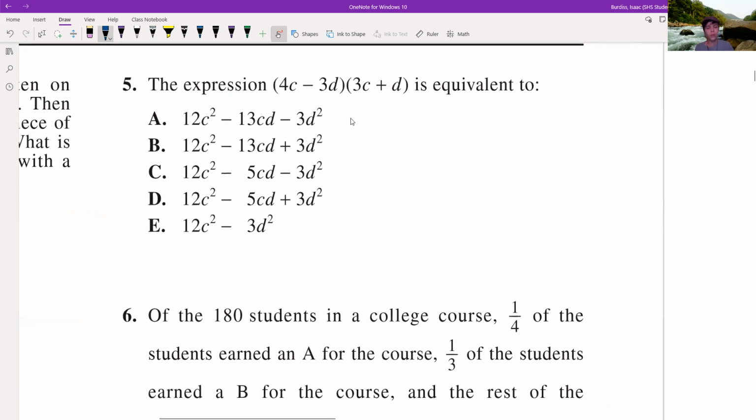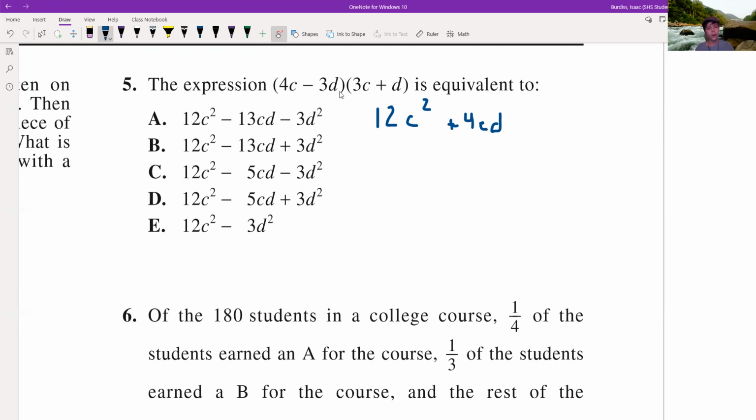So this is equivalent to what? So you do FOIL. So you start out with the first, which is 4c, times 3c, which is 12c squared. Then the outer, that's what the O stands for. 4c times d is 4cd, and it's positive. I took this test and I got this one wrong because for some dumb reason I said negative 4cd, but I'm not going to do that this time.